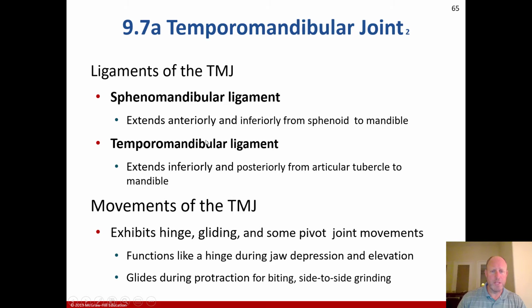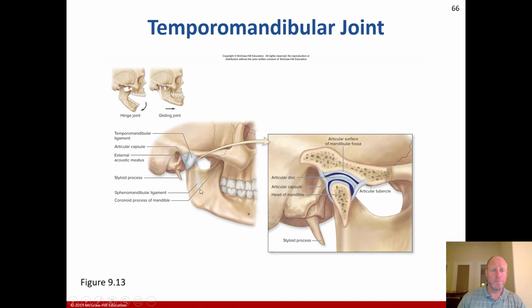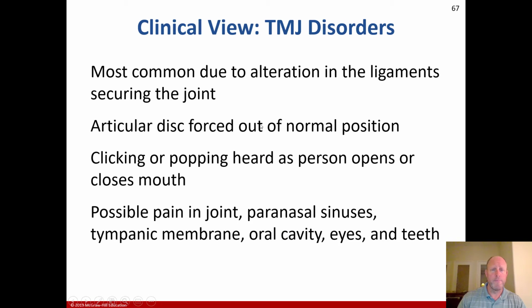We're not going to spend too much time on the ligaments right now, but generally speaking, the movements of the temporomandibular joint are a hinge, with some gliding and some pivot joint motions. That said, it's a fairly mobile joint. I'm not going to worry about the anatomy here. We'll spend more time in lab focusing on that.